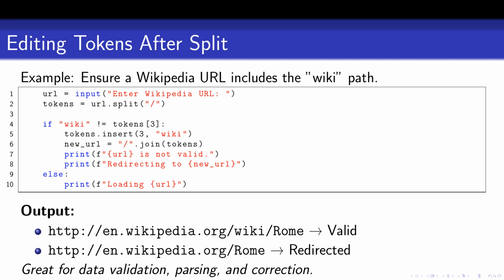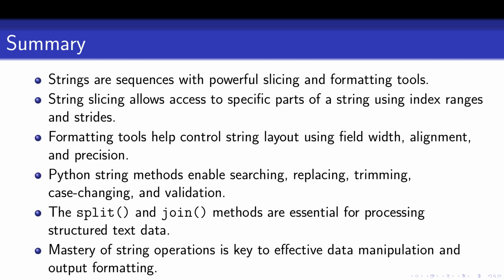This kind of logic is excellent for validating and sanitizing input, ensuring that URLs, paths, or identifiers conform to a standard structure. It also illustrates how string manipulation, list operations, and conditional logic can work together to build user-friendly and fault-tolerant applications. To wrap up, we will revisit the major concepts you've learned about string manipulation in Python.